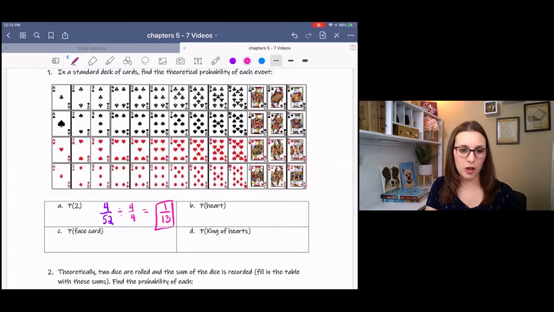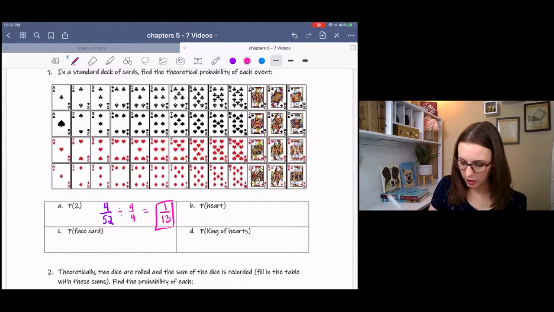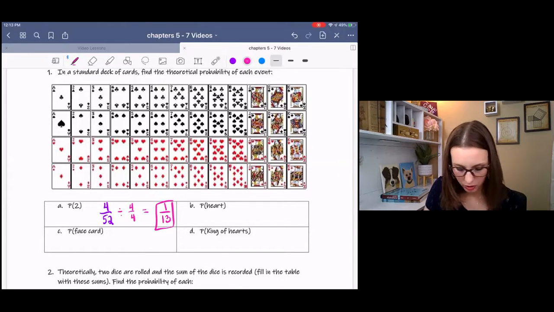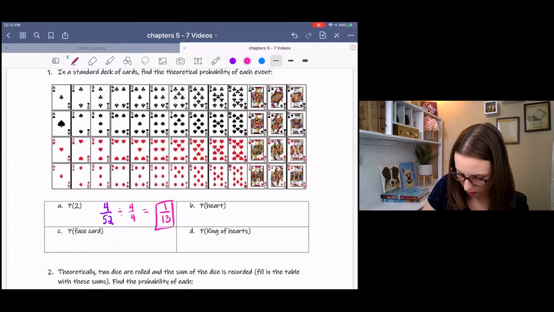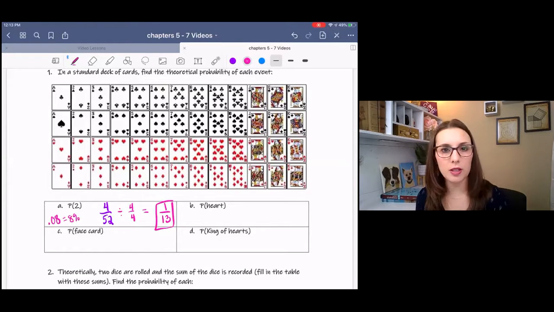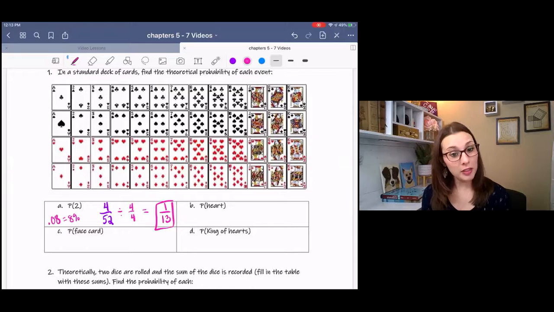If you wanted to figure out the decimal form, you do 1 divided by 13, and you get about 0.08, which is 8%. So there's an 8% chance of you drawing a 2 in theory. And then go ahead and try the others. Hit pause and come back.